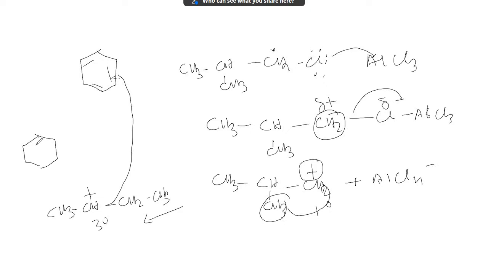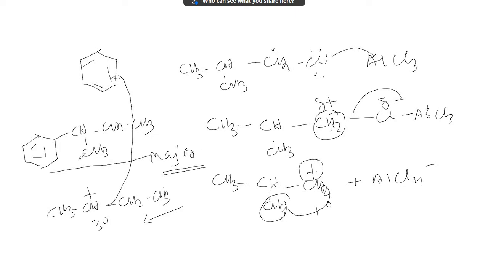So in this case the product will be, because this carbon carries positive charge that attacks the benzene, CH3 C CH2CH3 attached to benzene. Instead of attack by the CH2 group, which is 1 degree, the attack comes from the 3 degree carbon. This is the major product.